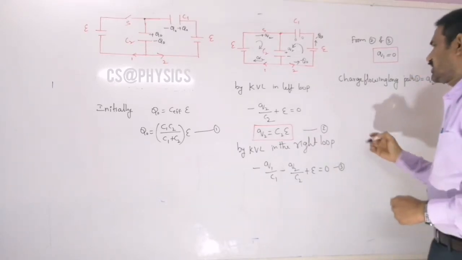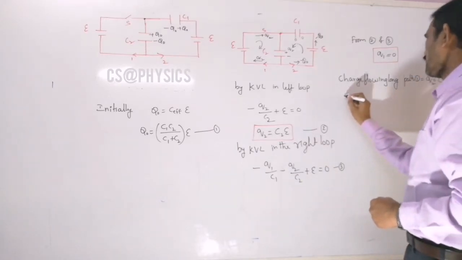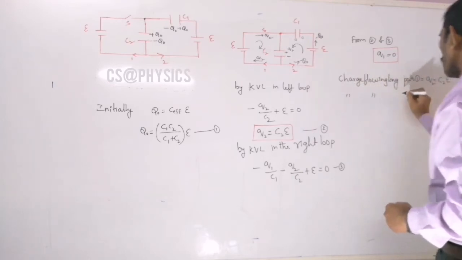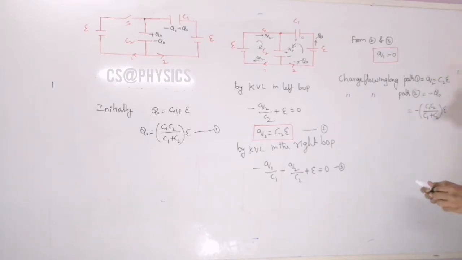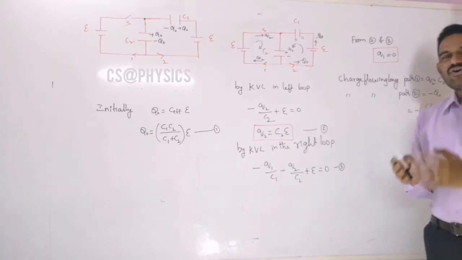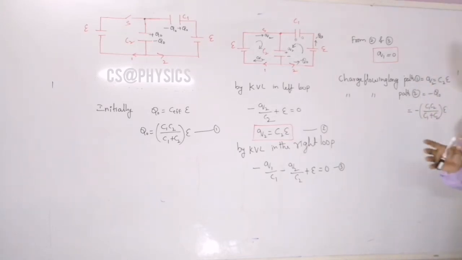And so that means I can write this as the charge flowing along the path 2. So path 2, I can write this as minus Q naught. Therefore it is nothing but minus C1 C2 by C1 plus C2 into E. So that is the charge flowing along that path 2. So that is a way of answering those questions when the paths are given.